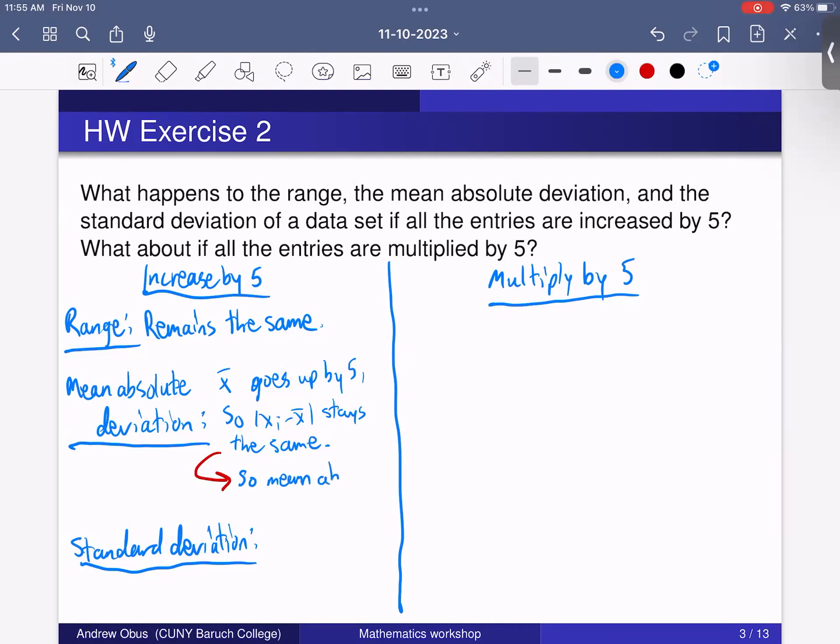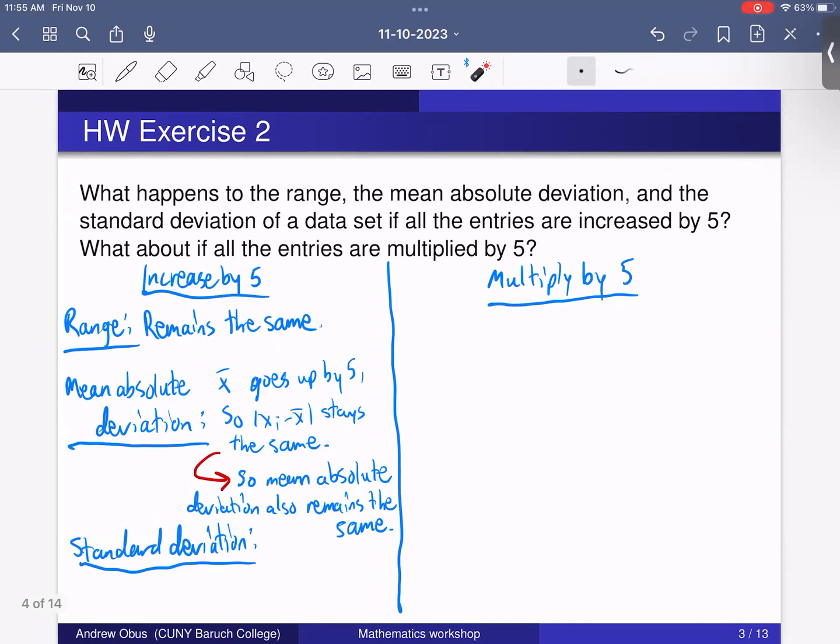So the mean absolute deviation has to also remain the same. Because the point is the mean absolute deviation is the average of all of these quantities. And if all of these quantities stay the same, if they don't change at all, then the mean absolute deviation can't change at all either.